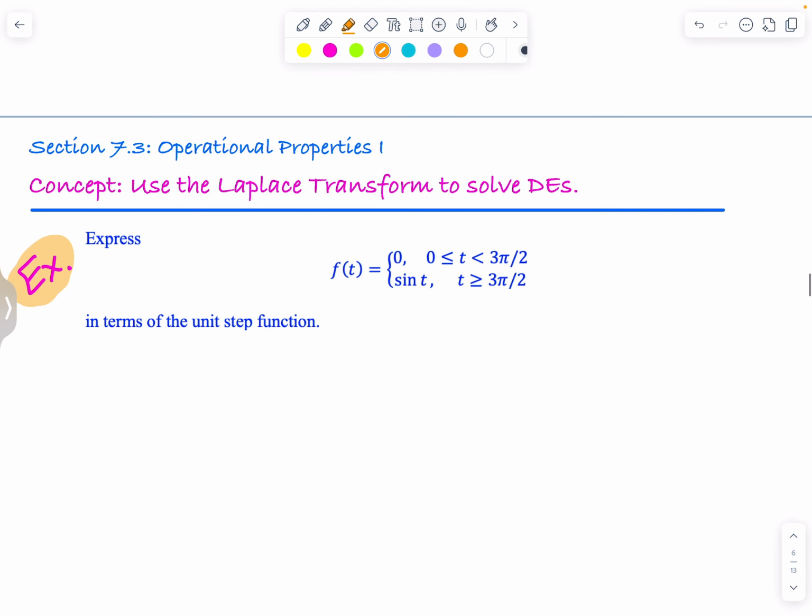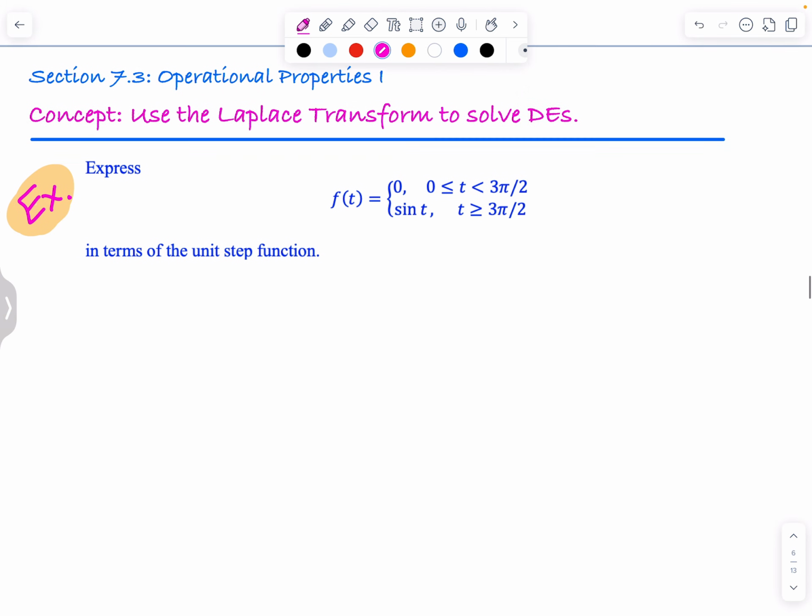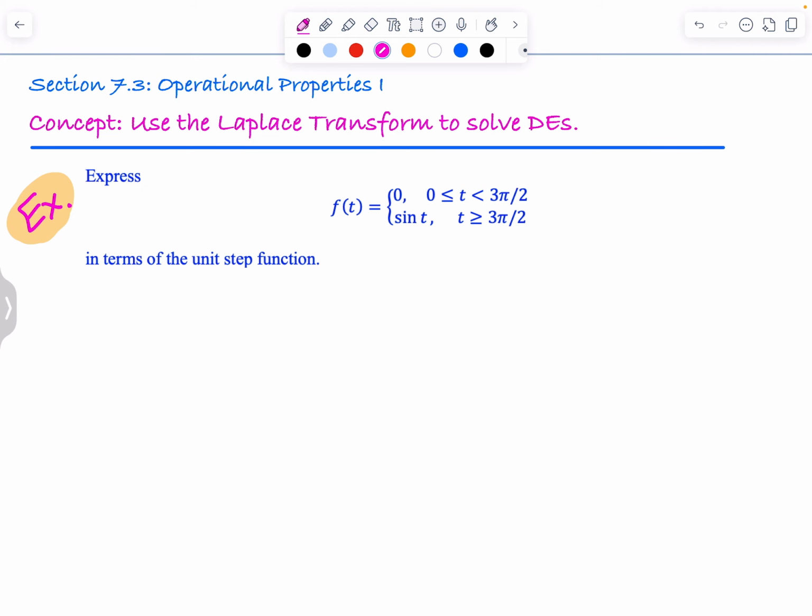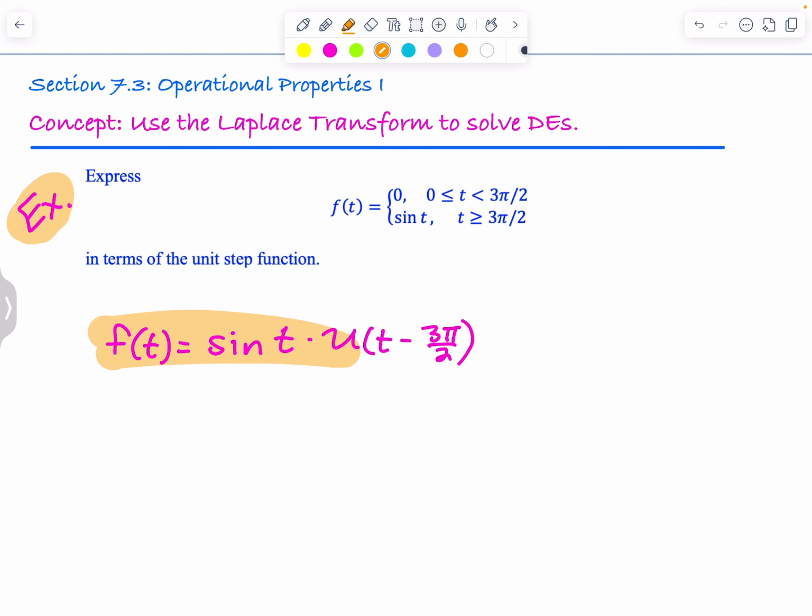Take a look at one more problem like this, and then we'll do a theorem. So we have the f of t function is 0 from 0 to 3 pi over 2, and then the function is sine of t from 3 pi over 2 on. So f of t is going to be 0. I don't need to put anything for 0, all the way to 3 pi over 2, and then I'm going to turn sine of t on at t equals 3 pi over 2. So the Heaviside function turns it from a 0 to the sine. And that's it for that one. All right, let's go see how these are going to be applied.